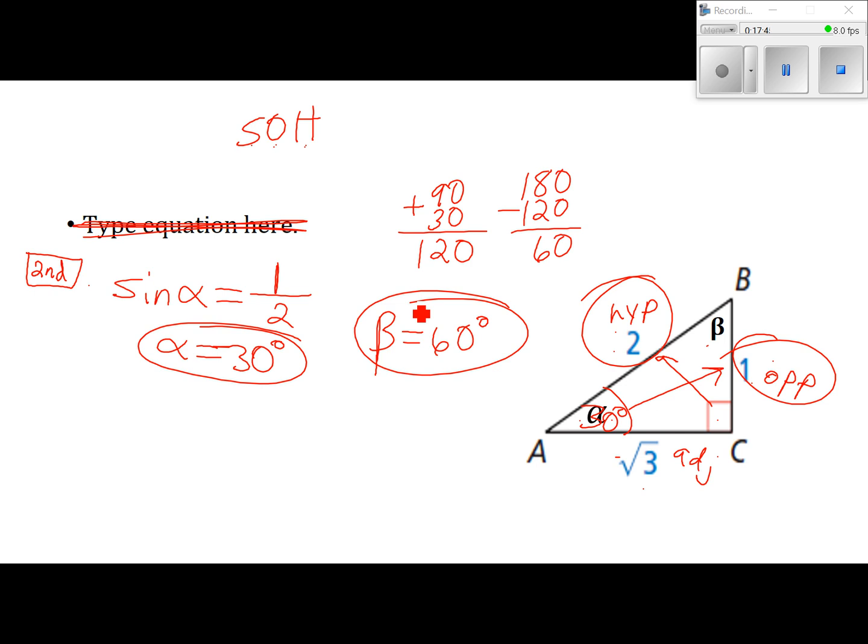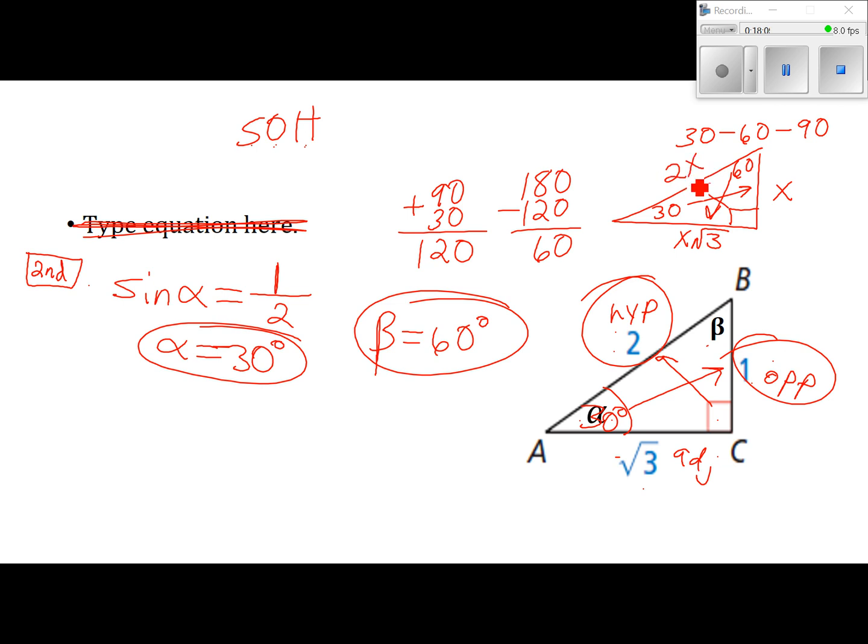And if you remember the 30, 60, 90 stuff, in a 30, 60, 90 triangle, the side across from the 30-degree angle was labeled x, the side across from the 60-degree angle was labeled x times the square root of 3, and the side across from the right angle was labeled 2x.